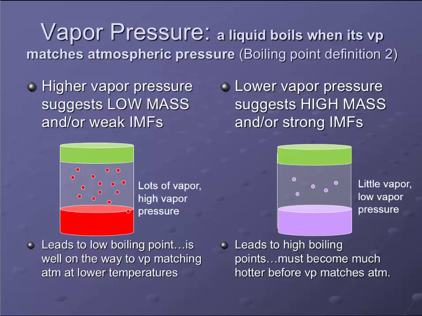If we look at the purple liquid, it has a lower vapor pressure. This suggests high mass molecules or strong IMFs, or maybe both. Note that there's very little vapor, so there's a low vapor pressure. This is going to lead to a high boiling point. This must become much hotter before its vapor pressure can match atmospheric pressure.